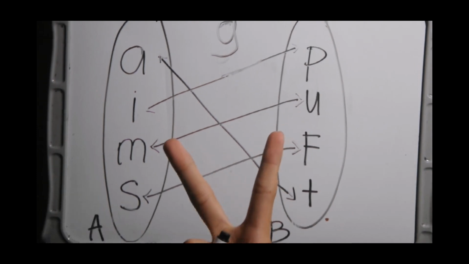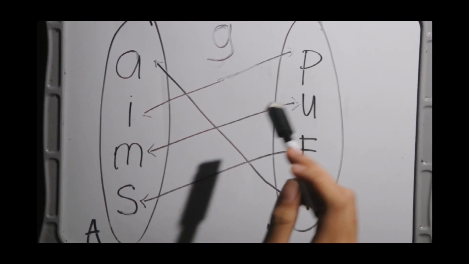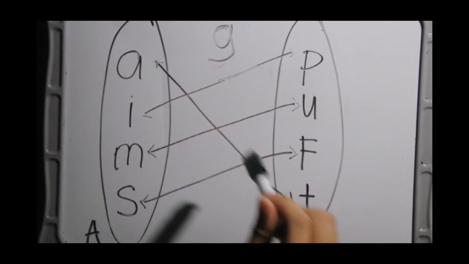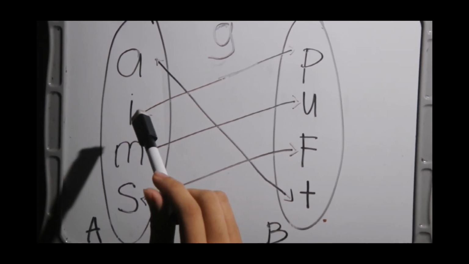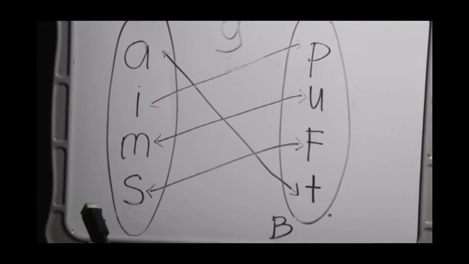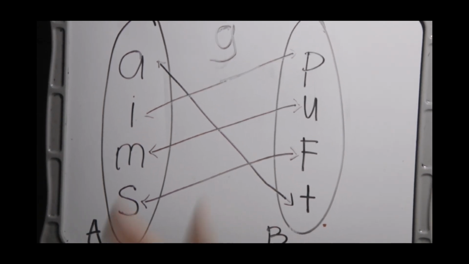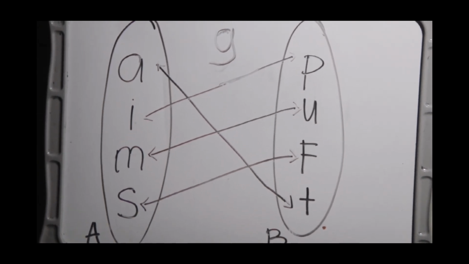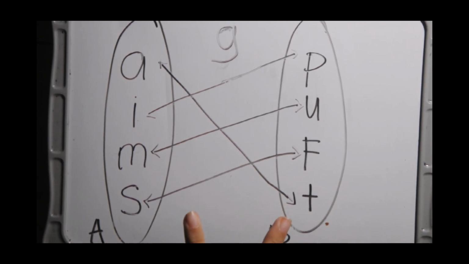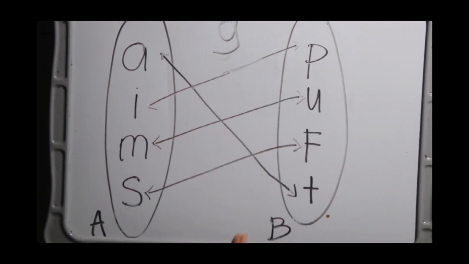Second condition: each element of your domain is assigned uniquely. A is assigned to P only. I is assigned to P only. M is assigned to U only. S is assigned to F only. So we satisfy the second condition. So no problem with the first and second condition. So it is very clear that G is a function, a one-to-one function.